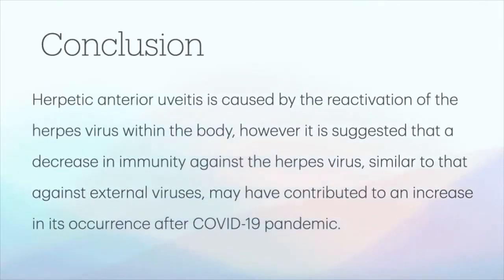Our conclusion is that herpetic anterior uveitis is caused by the reactivation of the herpes virus within the body. However, it is suggested that a decrease in immunity against the herpes virus, similar to that against external viruses, may have contributed to an increase in its occurrence after the COVID-19 pandemic.